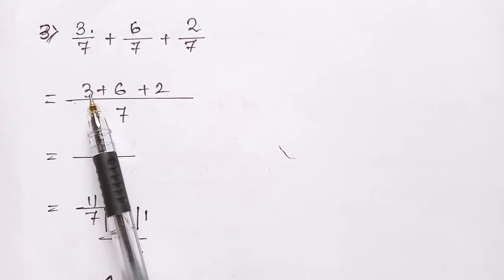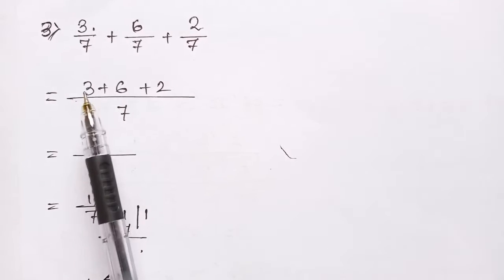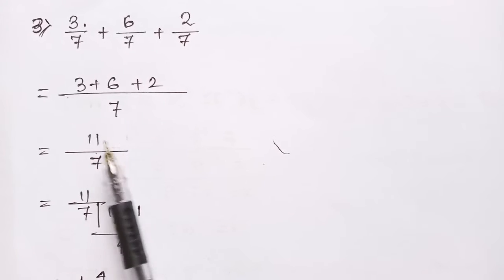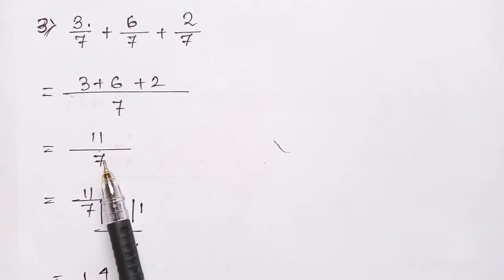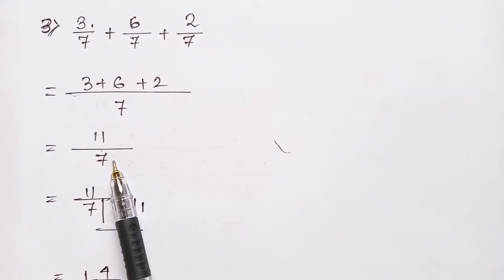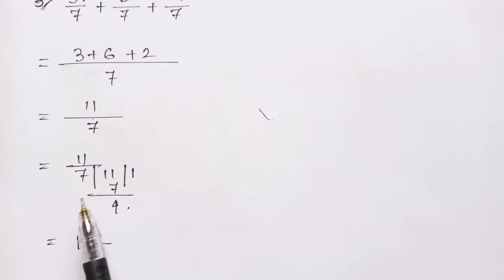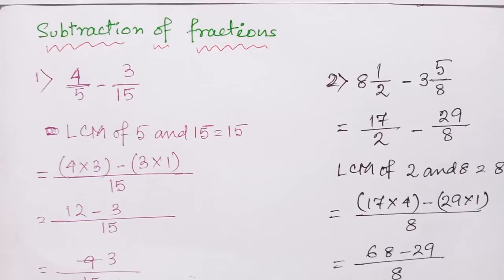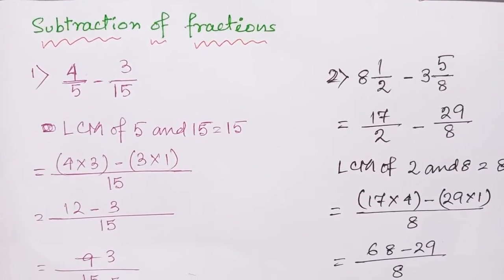So the numerators, that is 3 plus 6 plus 2, divided by 7, which is 11 by 7. As it's an improper fraction, we change it into a mixed fraction and get the value 1 and 4 by 7.